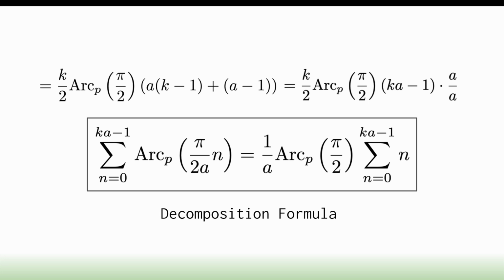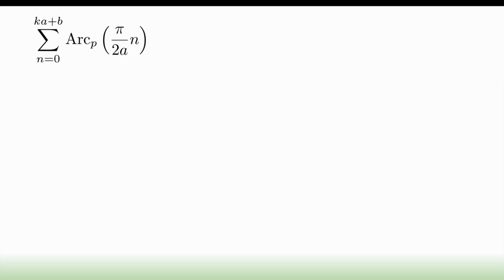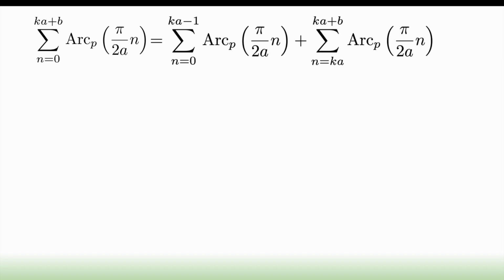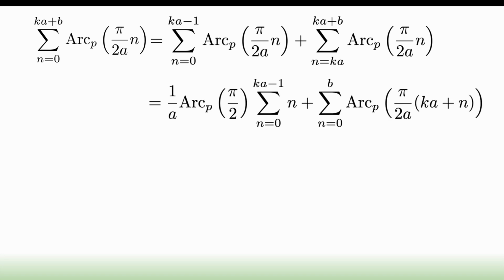The n stays within the sum, and the 1 over a leaves arc. For the sake of completeness, I will now go over the form for these arc sums going to any number of the form ka plus b. Our first step is to separate this into two sums, one of which we can use the decomposition formula on, and for the other, we can rewrite the bounds to something simpler.